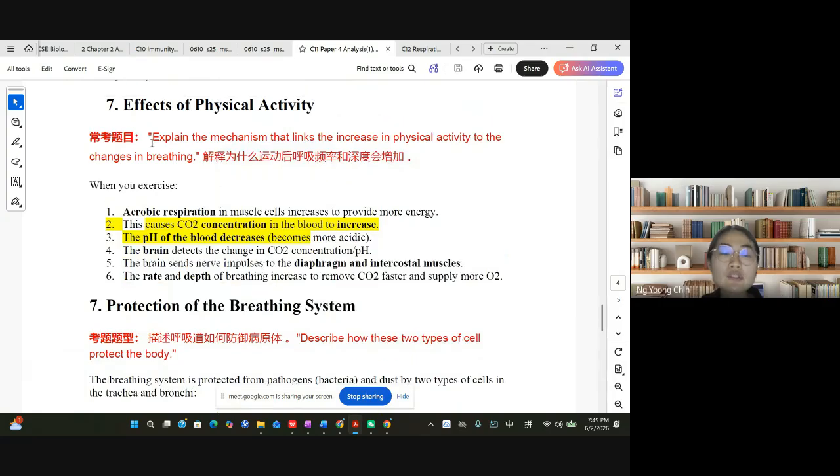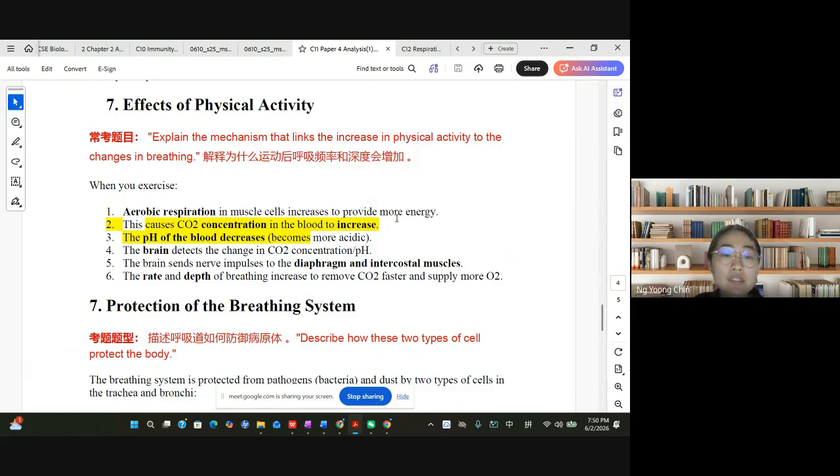And then for this one, okay, this is also a very common question. They covered this before. Explain the mechanism that links an increase in physical activity to the change in breathing. So what happens when you do a lot of exercise, and what happens to the breathing rate? Definitely it will increase also. So the aerobic respiration in the muscle will increase to provide more energy. Because when you do physical activity, you increase the demand for oxygen by your muscle cells, but your body is unable to meet the demand for the muscle cells.